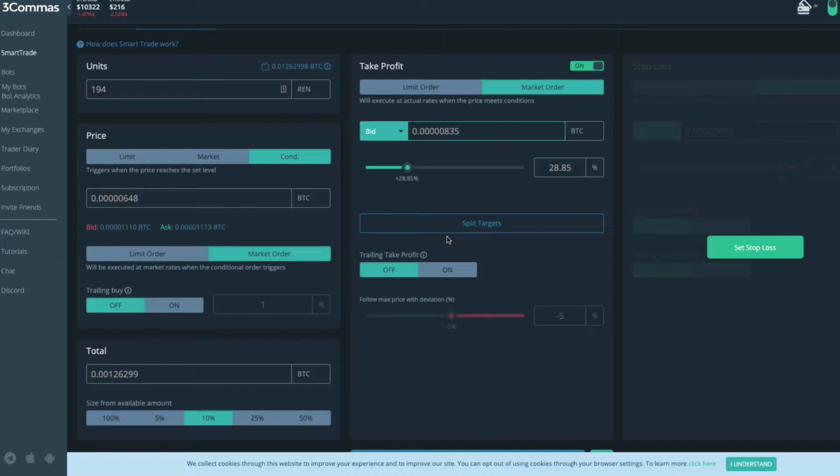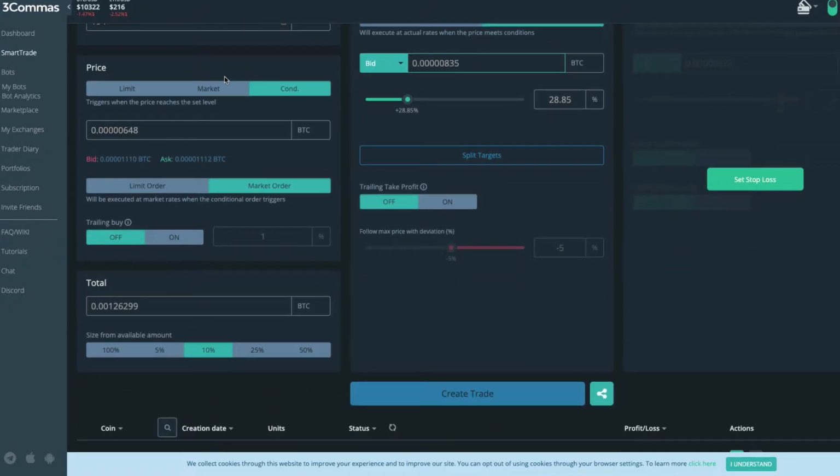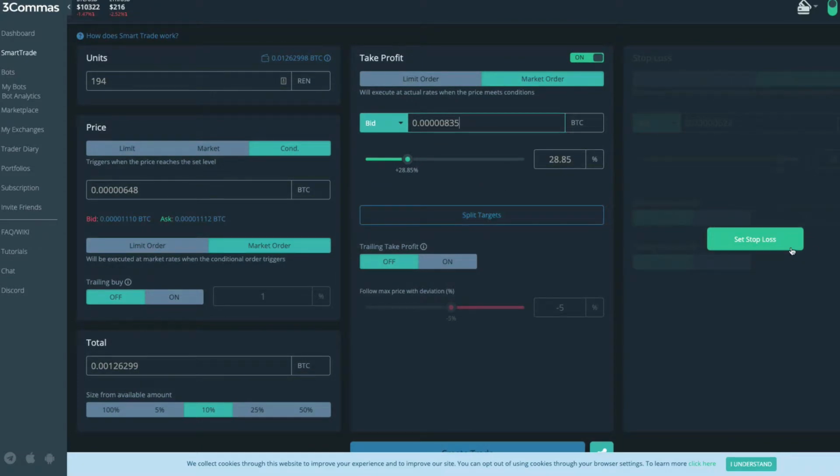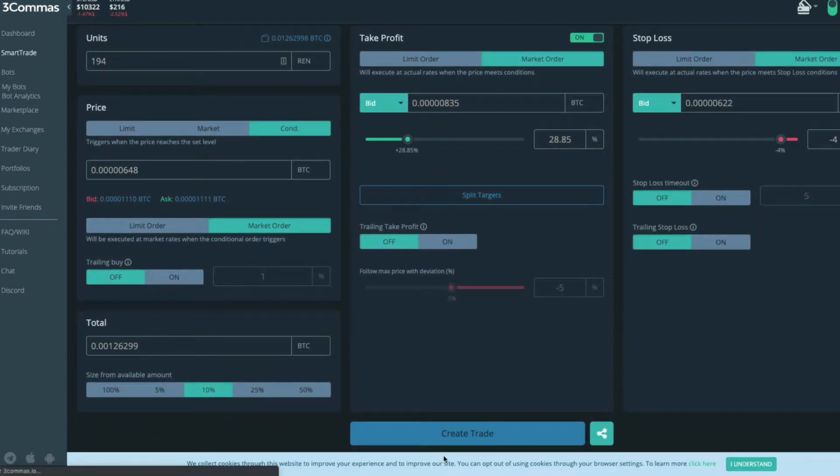3 Commas allows you to set your buy order and your take profit and your stop loss order all at once, all at the very same time, and create your trade. You cannot do this on exchanges. You cannot do this on Binance. And this feature of 3 Commas single-handedly saved my trading career. I went from losing all the time to basically winning all the time, simply because I could do this.